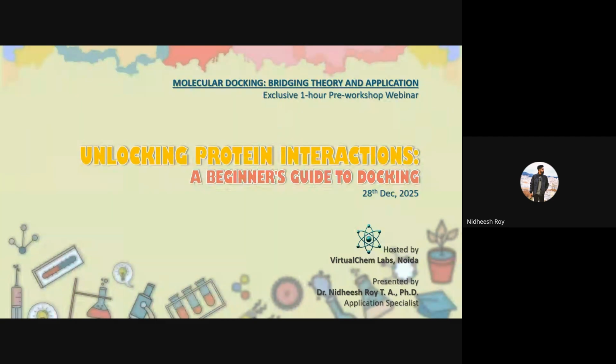You will be able to critically read docking results and be better prepared to engage with hands-on workshops and independent computational studies in the future. This webinar is planned as a pre-workshop session, laying the foundation for deeper exploration into molecular docking as a powerful dry lab tool for studying protein-ligand and protein-protein interaction in biological and biomedical research.